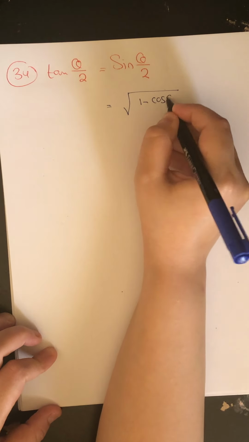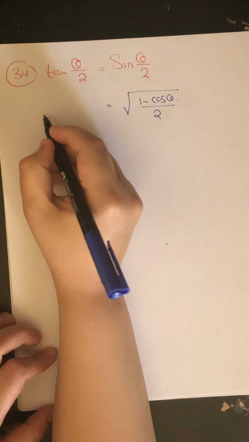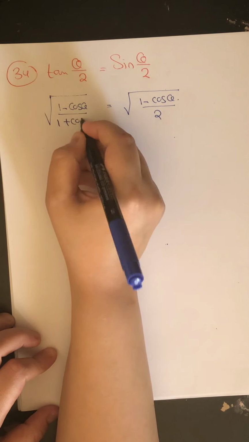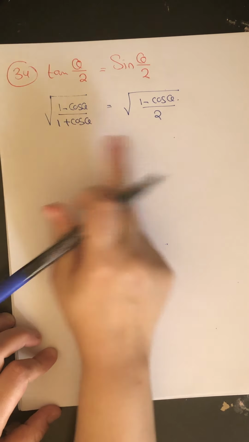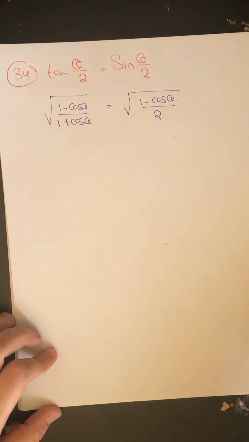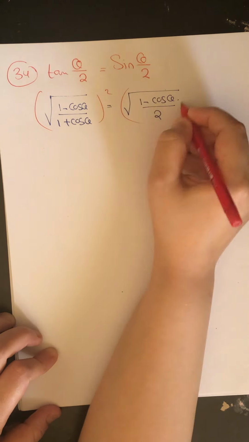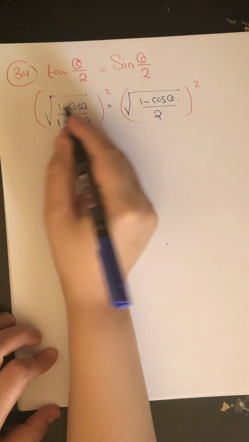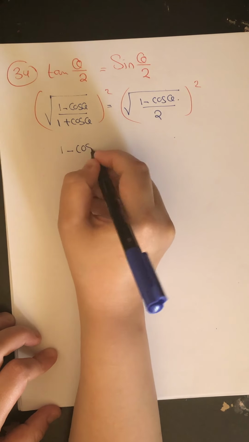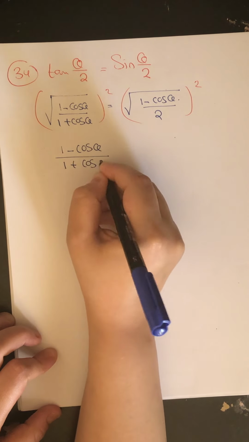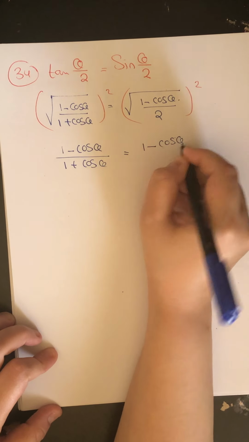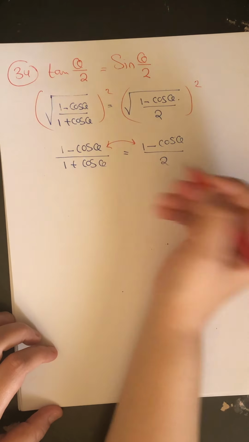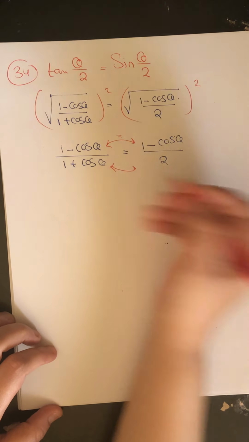This is 1 minus cosine theta over 2. And I have one identity here that is 1 minus cosine theta over 1 plus cosine theta. So I don't want to have sines and cosines. What will I do now? The way you deal with numbers, you deal with trigonometric functions or identities. This will cancel the root and this will cancel the root. You have 1 minus cosine theta over 1 plus cosine theta equals 1 minus cosine theta over 2. I could cross multiply or just think simply, if these two are equal to each other, then definitely these two are equal to each other.